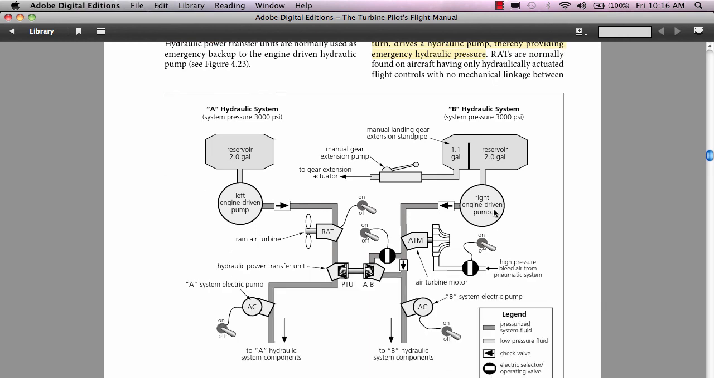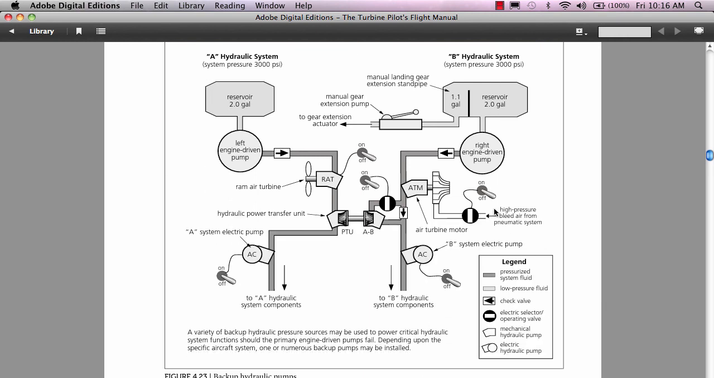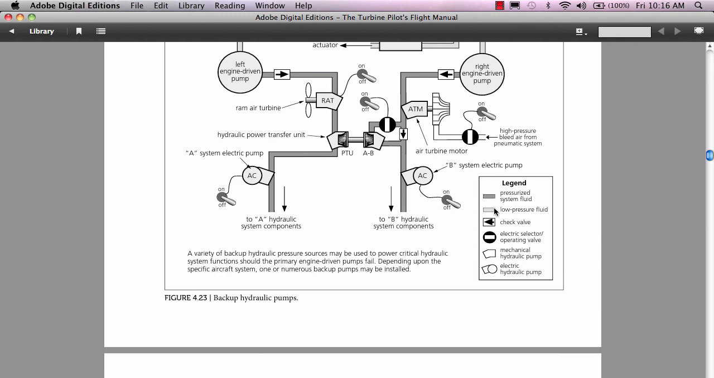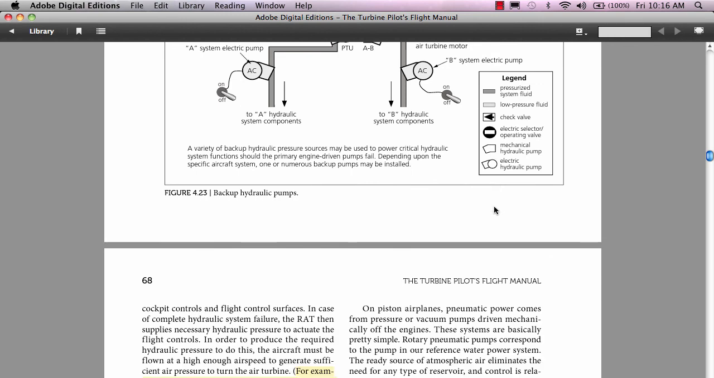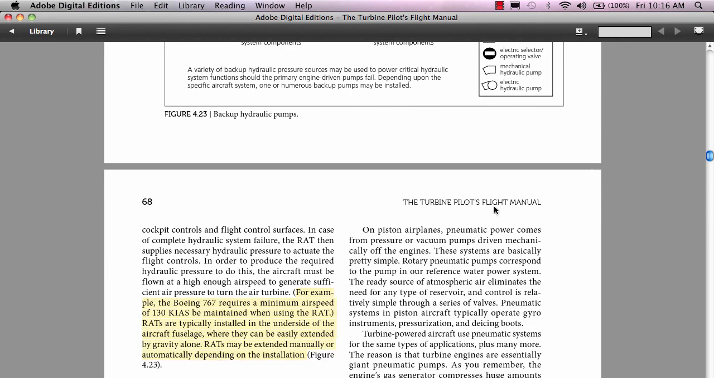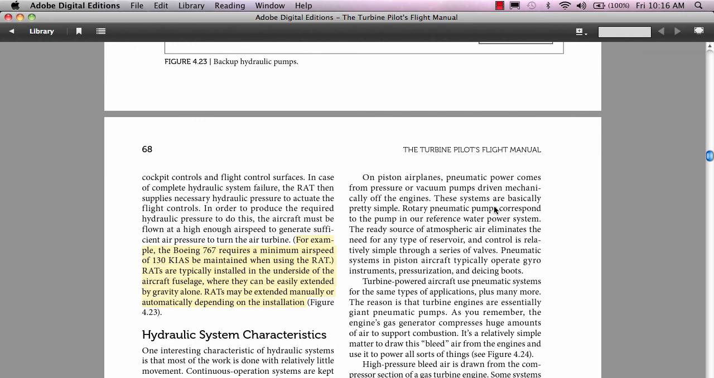This is tedious going down through these pages, isn't it? And again, he talks, for example, that the Boeing 767 requires a minimum airspeed of 130 knots to keep the RAT going. So I think that wraps it up for the hydraulic system.